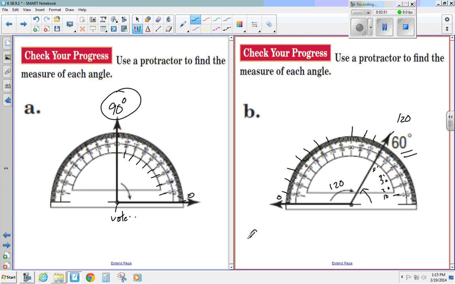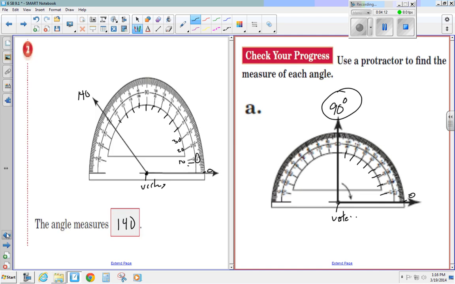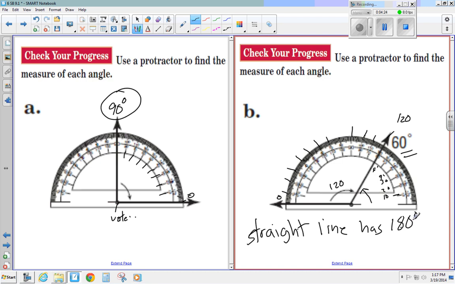And what we're going to write down here is that a straight line has an angle measure of 180 degrees. So if you look at your protractor, let's see if we can get one with a better line on it. You can see this protractor 10, 20, 30, 40. This is 140, 150, 160, 170. All the way down here is 180. So a straight line has a degree angle of 180.